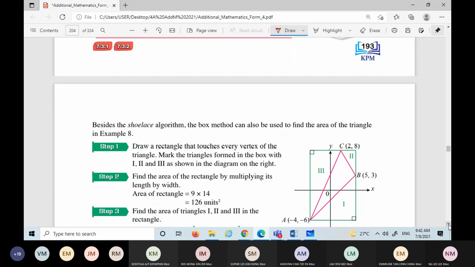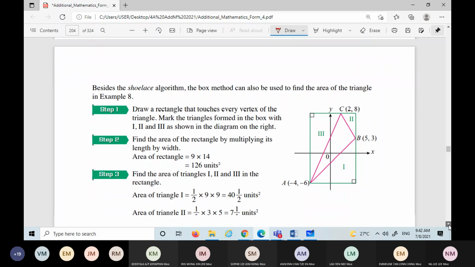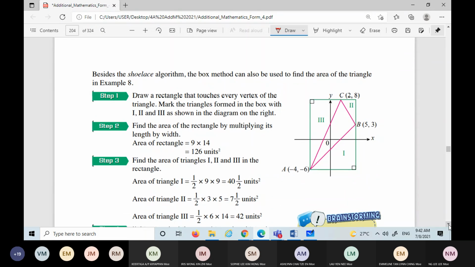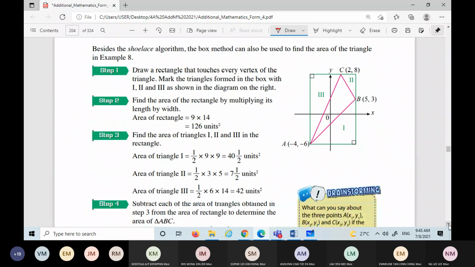Okay, there is another way of finding the area of a triangle. We see this. Besides the shoelace algorithm, the box method. This one they call the box method. They use back just now the example, example 8. This one with numbers is easier rather than just now the x1, y1, that one is more difficult. This is another way for you to get the area of triangles.